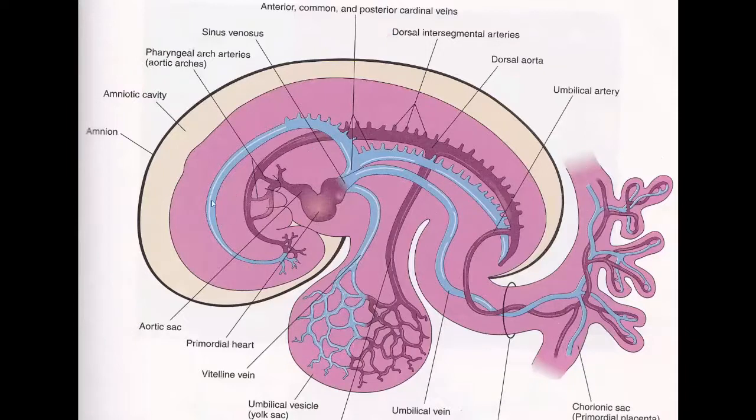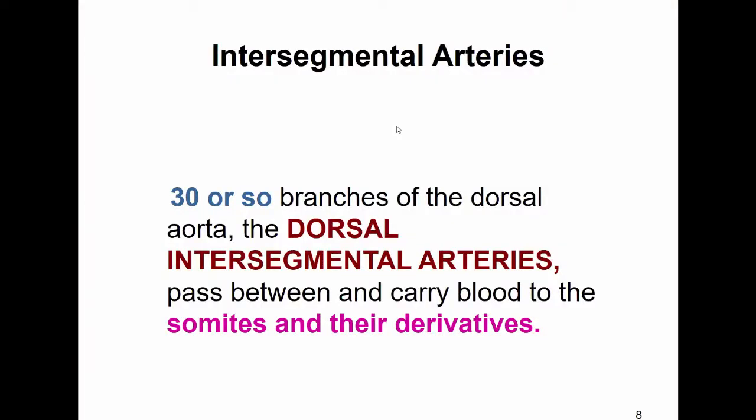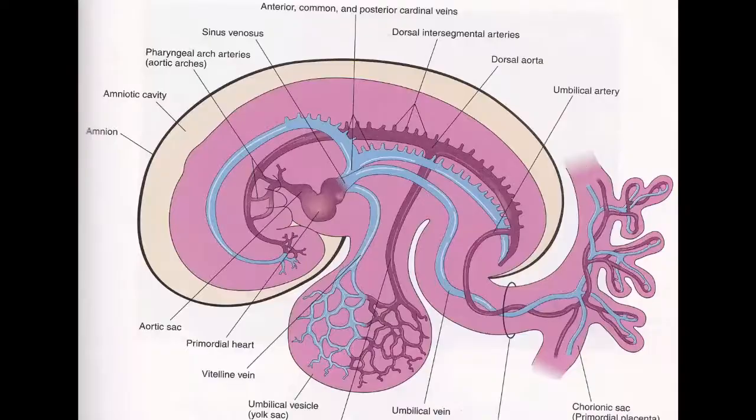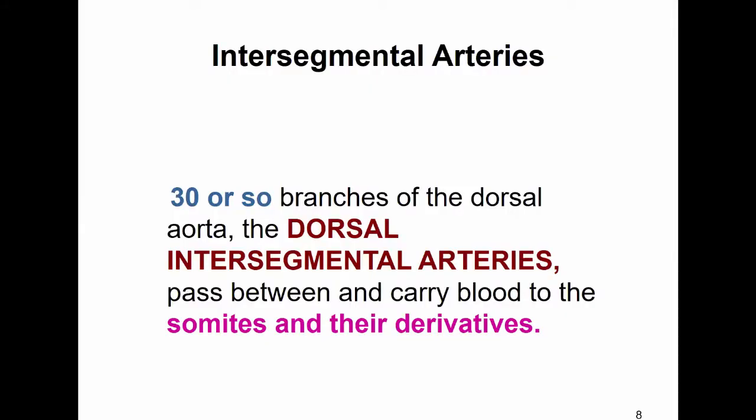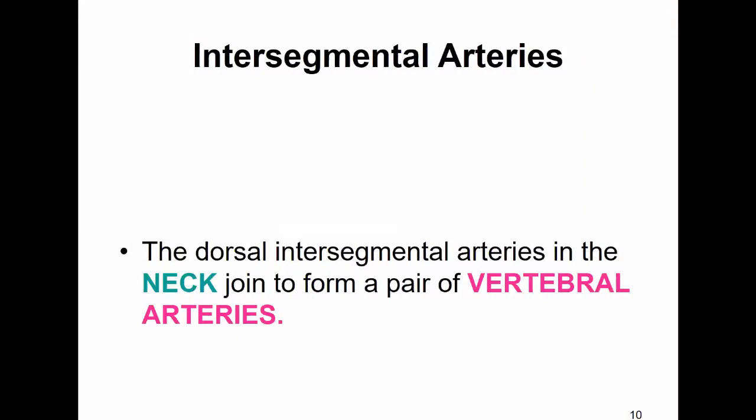They supply the whole embryo, the somites and their derivatives and everything else. So there are 30 or more intersegmental arteries which arise from the dorsal aorta and they supply the somites and their derivatives. The dorsal intersegmental arteries in the neck region join to form the vertebral arteries.